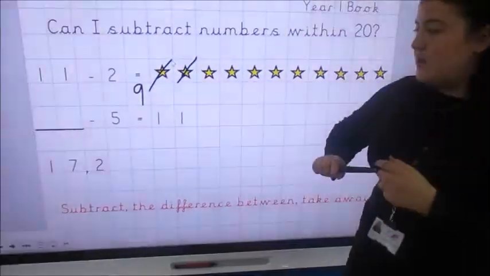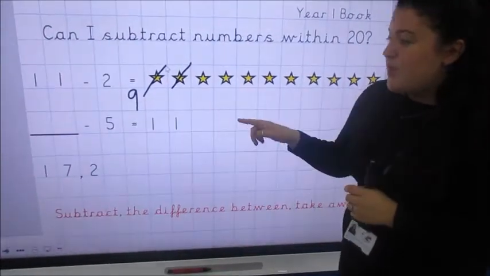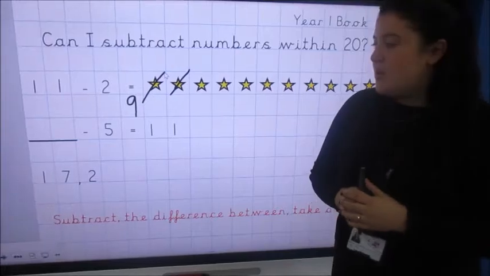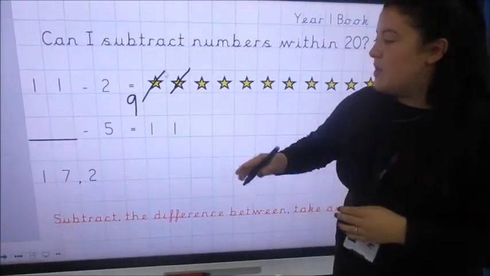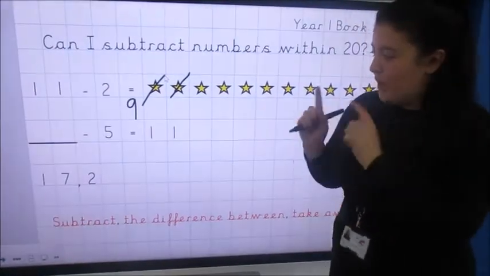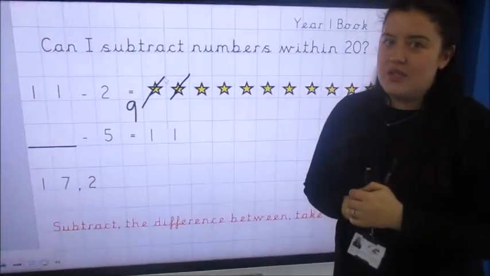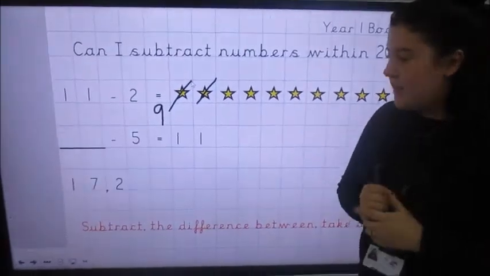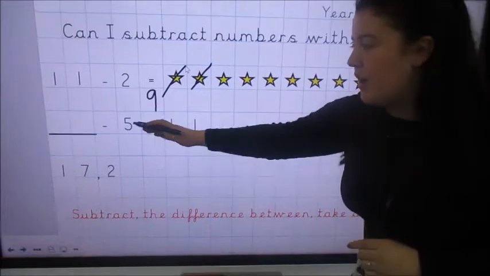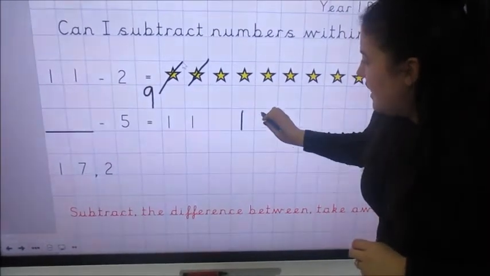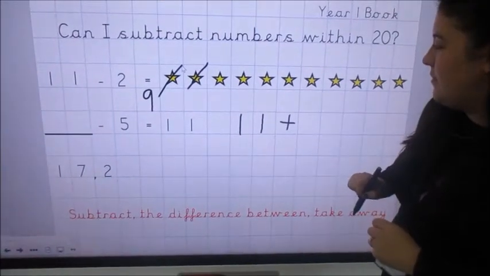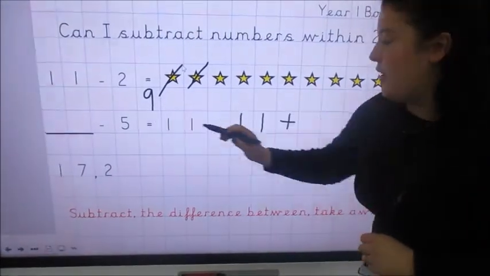So what we're going to do to find out the answer is we're going to rearrange this sum and we're going to do the inverse, and that means we're going to do the opposite. So we're going to do an addition sum to find the missing number. Sounds very complicated, but we're going to do it together and I think you'll really understand. So good listening and good watching. So we're going to start with number 11. We're going to start with the answer and go backwards. So we need to write 11 and then we need to do an add sign. And we need to add 5, okay?